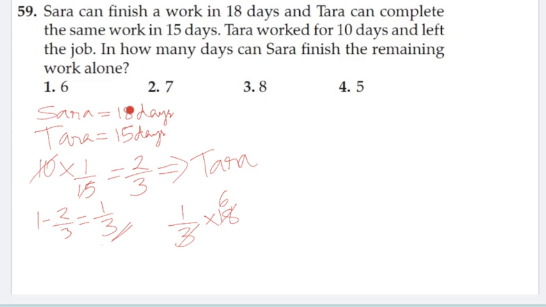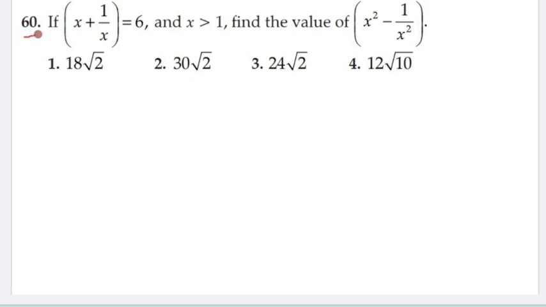So how many days does Sarah require to work? Now from this you must be understanding it, right? So Sarah requires 6 days to work. So we get 6 days. So the option is 1. The first option is the right answer. So moving to the next question, that is the 60th question.